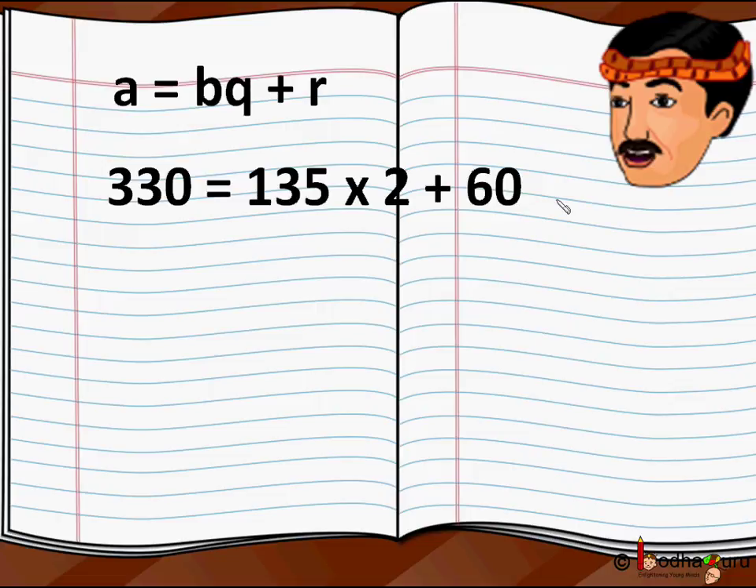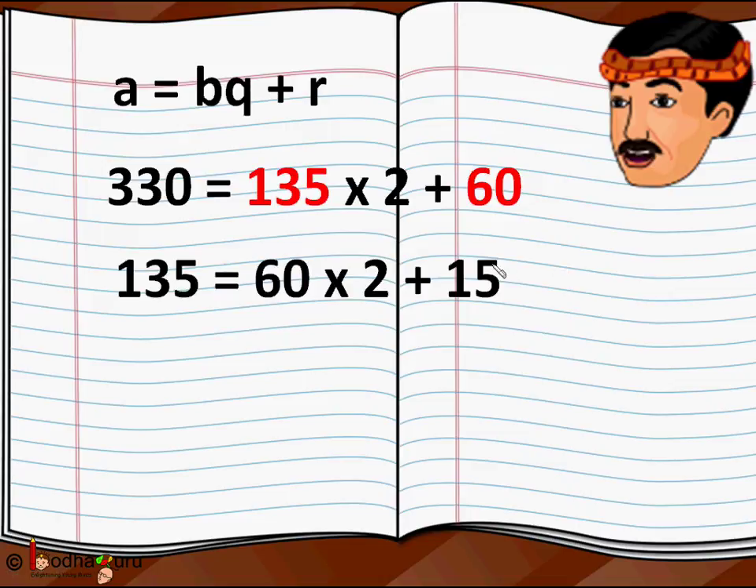That is, A is equal to BQ plus R. Use the larger number 330 as A and the smaller number 135 as B. Divide 330 by 135. We can find 330 is equal to 135 into 2 plus 60. That is, the quotient will be 2 and 60 will be the remainder. The remainder is not 0. So we will take divisor 135 and remainder 60 for the next step.